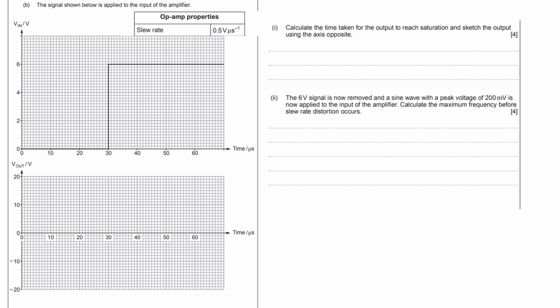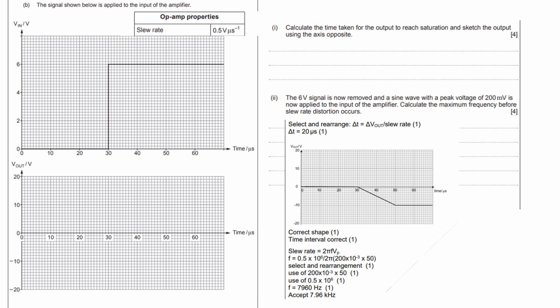Okay, so we need to find slew rate here. First of all, slew rate. I've given you the answer there, but that's fine. Let's just put it on here anyway. Slew rate is V out over time. We need to find time, so that would be V out over slew rate. So 10 over your 0.5, which would be 20 microseconds.